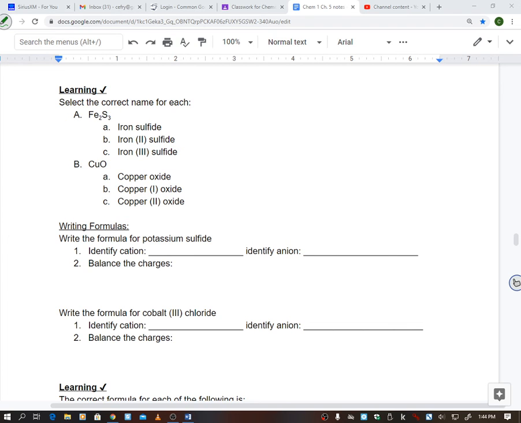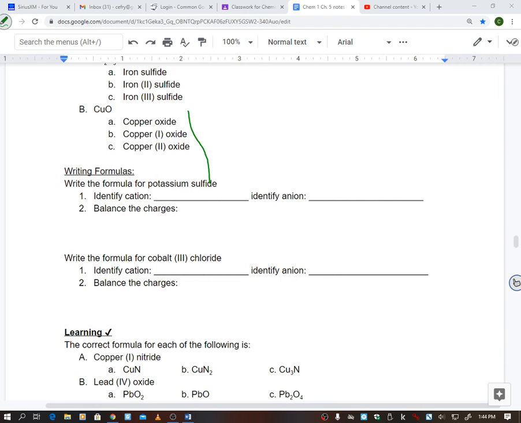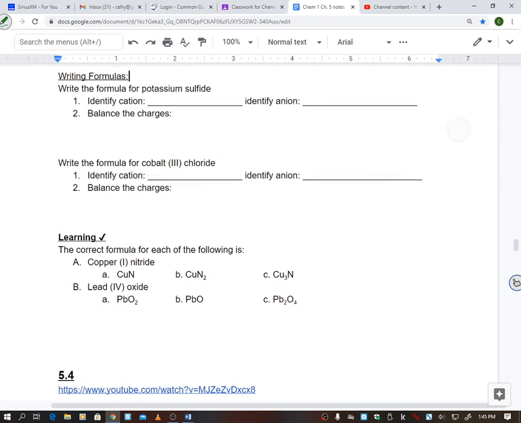Let's look at writing formulas. Writing formulas. Here we're at our tail end. All right. So write the formula for potassium sulfide.